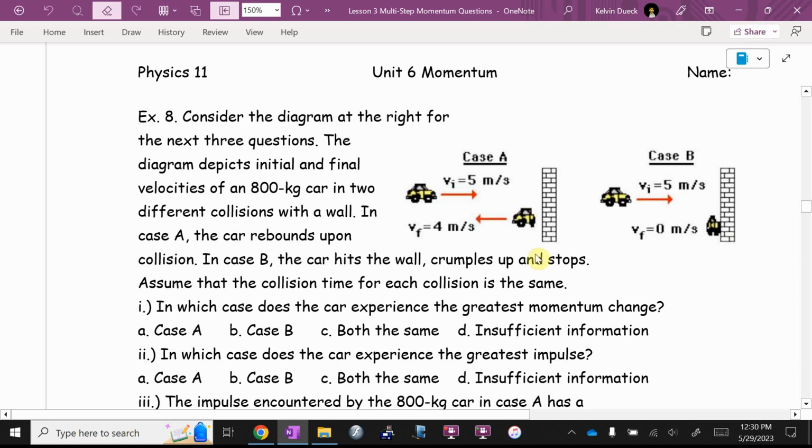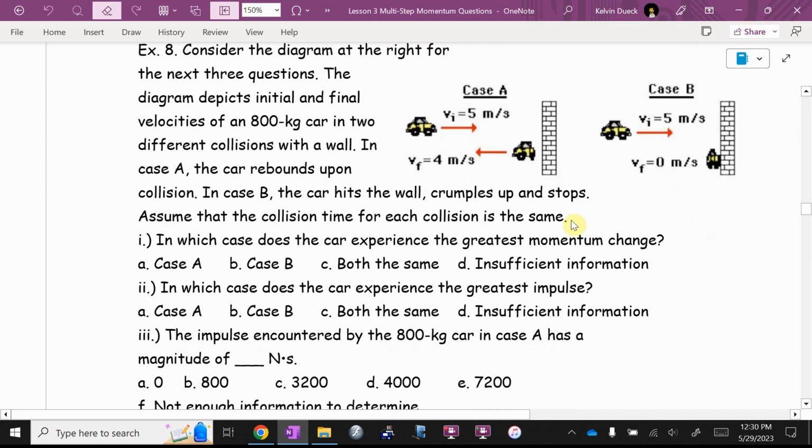So in case A, the car rebounds. In case B, the car does not. In which case, question 1, does the car experience the greatest momentum change? A, B, both the same, or I need more information?